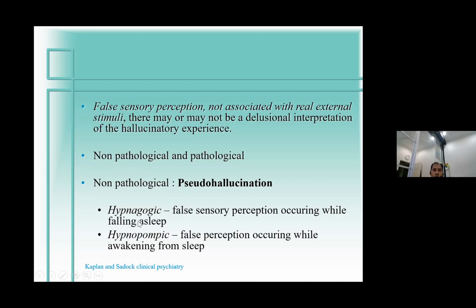Now, we have two conditions. Which means it can happen in a normal person, understand? Because it's pseudo. It is not really a hallucination. Yeah? And the first example is what we call hypnagogic and hypnopompic. This one is a common term. Just remember hypnagogic, hypnopompic. Okay, hypnagogic means what? Hypnagogic is when the person perceives the stimuli while falling asleep. And on the other hand, hypnopompic is waking up from sleep.